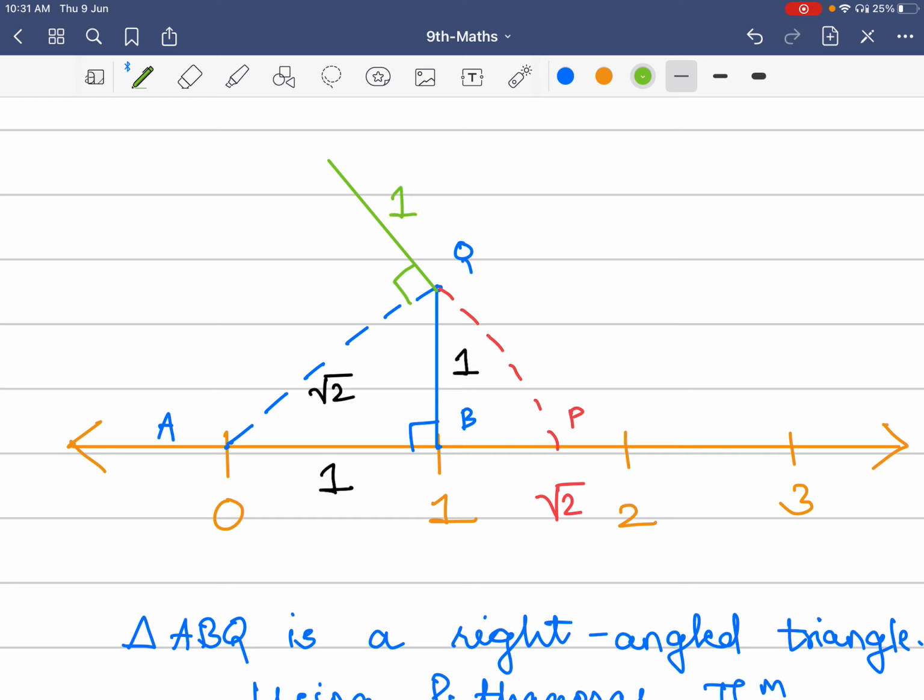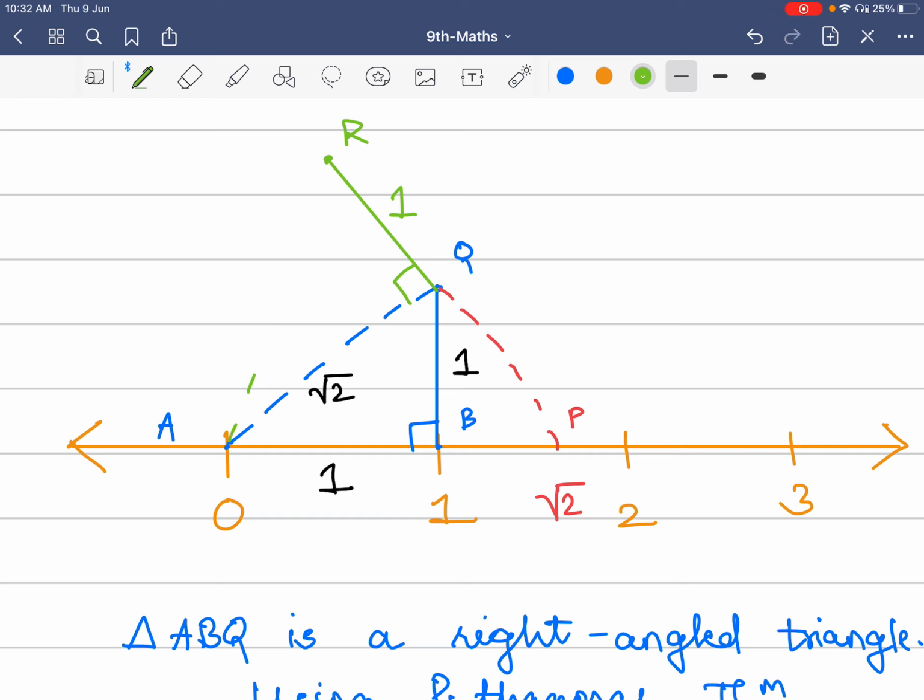Now once again I am going to complete this. Let's label this point. Let's call this point R. Now I'm going to complete the hypotenuse from A to R. Okay, it's not going straight.